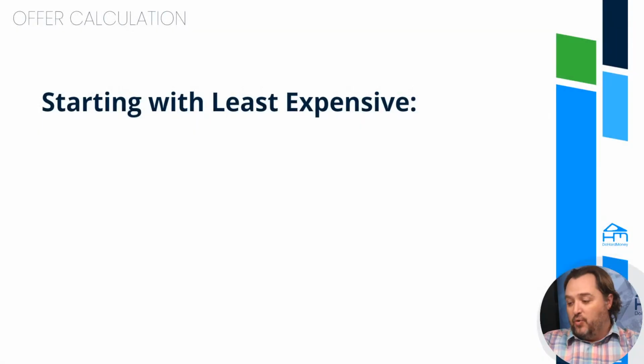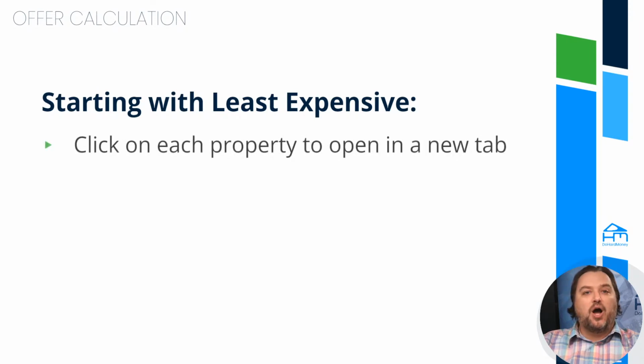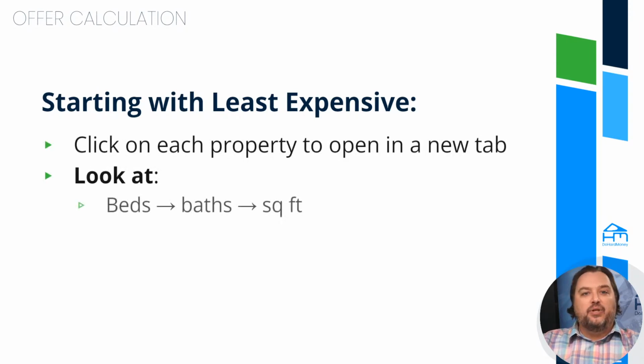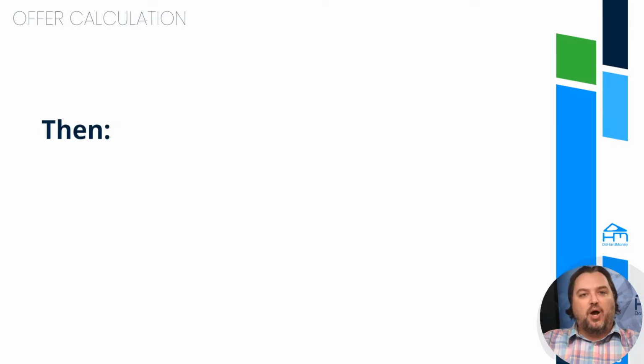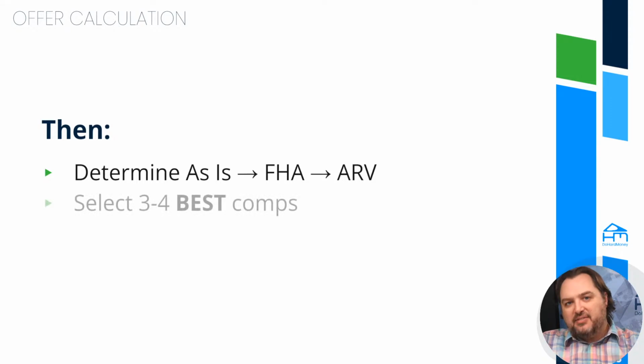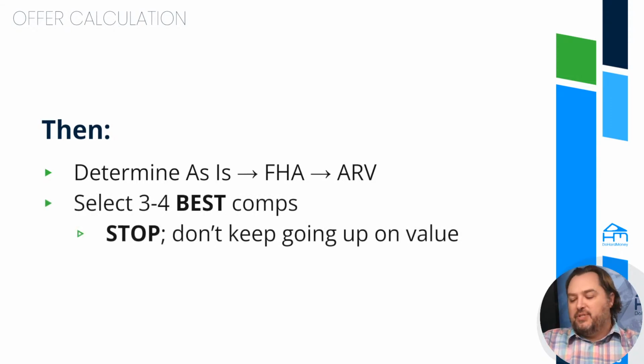We go from low to high, just like we did with the sold properties. We start with the least expensive. We look at the beds, the baths, the square footage. Does this look familiar, guys? This is exactly what we were doing with the sold properties. We're doing the same process, and we're trying to find the best comps. Once we find those 3 to 4, we stop. We don't keep going up.